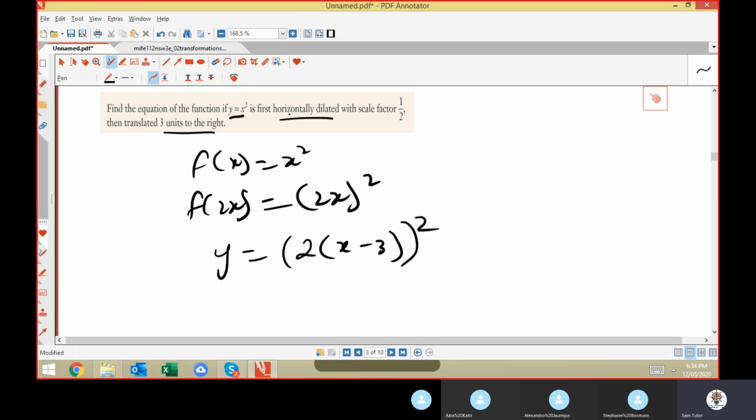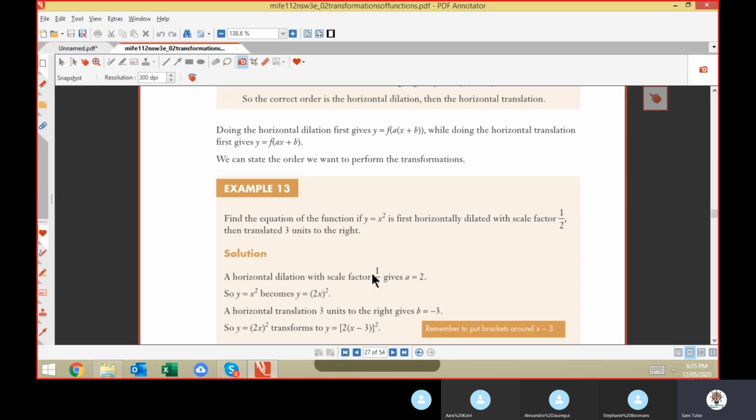Let me make sure. It's first horizontally dilated with a scale factor of half. So multiply the x value by 2. Yes, which is correct, because that's times by 2. 2 squared will get you 4. Then it's translated 3 units to the right. So that means your x value is just translated 3 units to the right. So again, x take away 3. Yeah. Okay. Let's do another one.